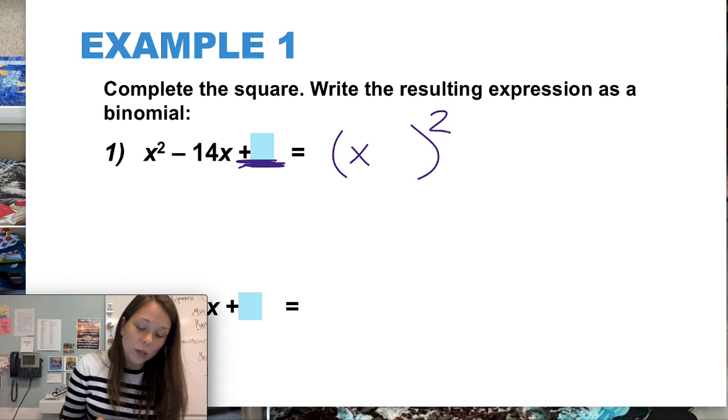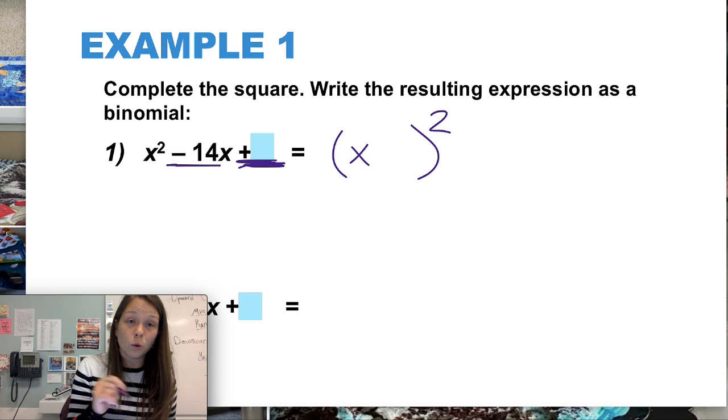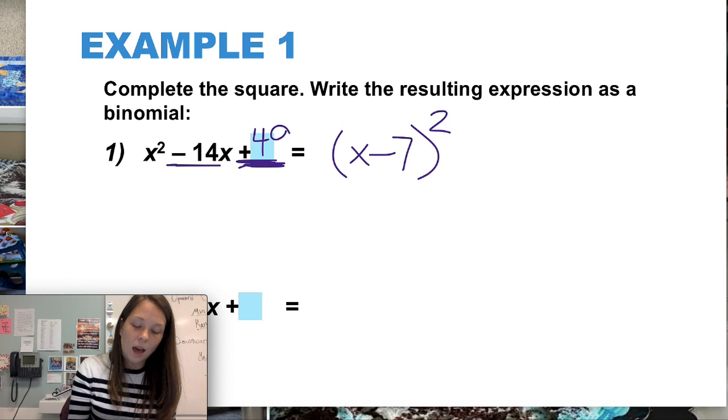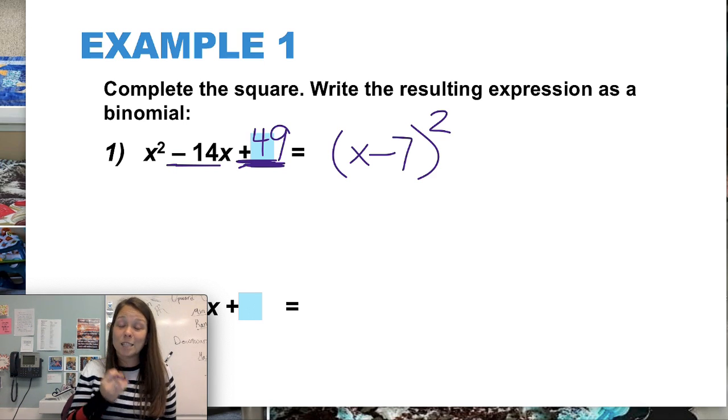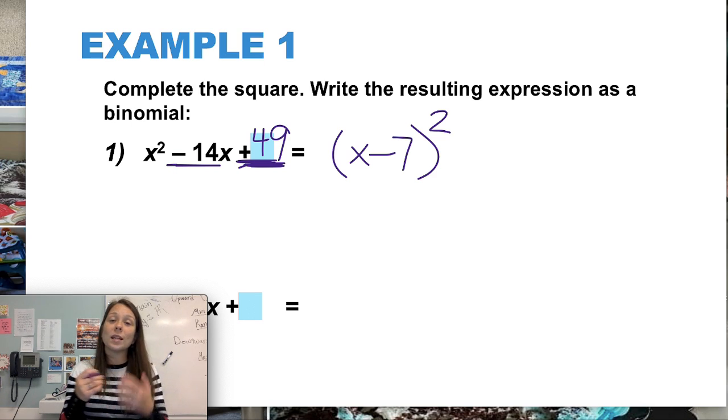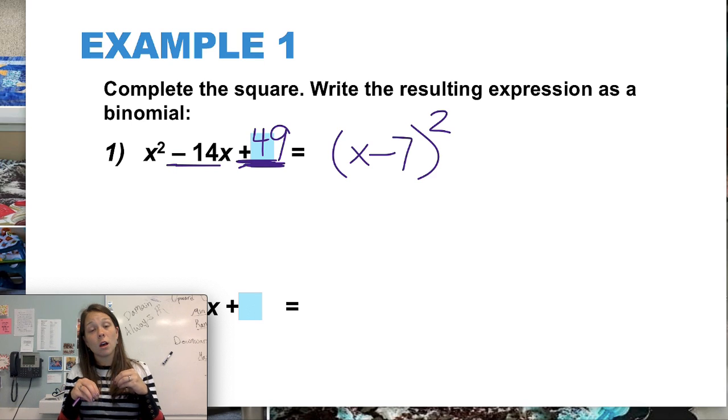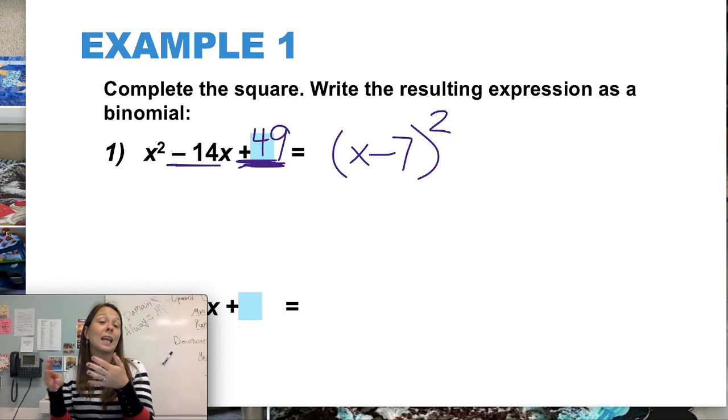We've got to think about, if we take our value of b here, which is negative 14, and divide that by 2, we get negative 7. And if I square that, I get 49. So that means this quadratic I've created is x squared minus 14x plus 49, because I know that's going to factor into x minus 7 squared, applying this process of completing the square. It's nice because we are in control of what that last number is. That's going to allow us to factor in this really nice way of x plus or minus some number to the power of 2.